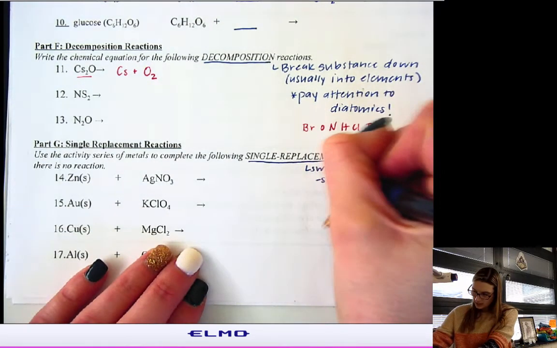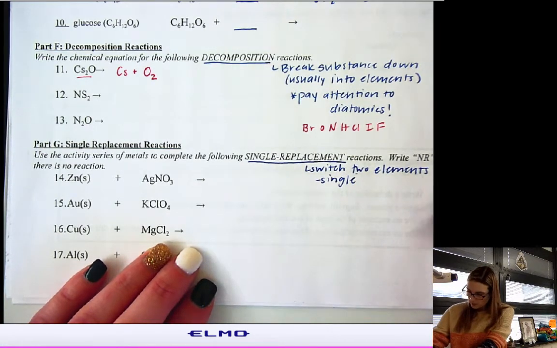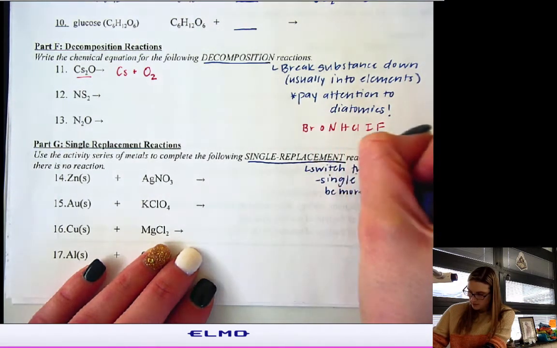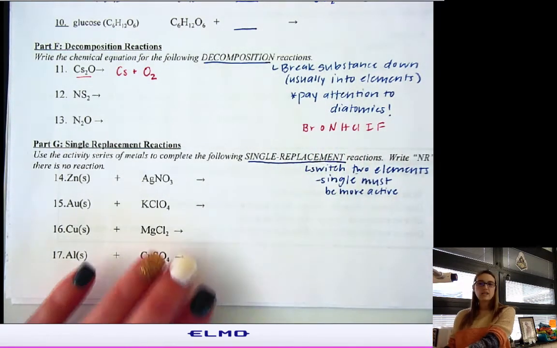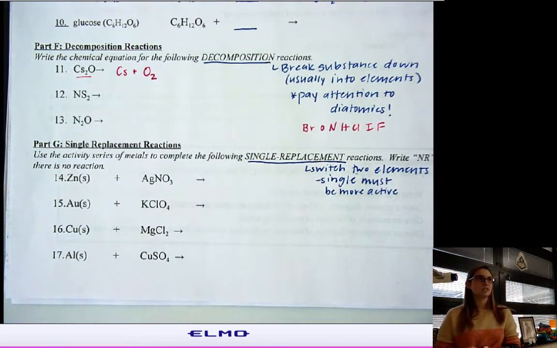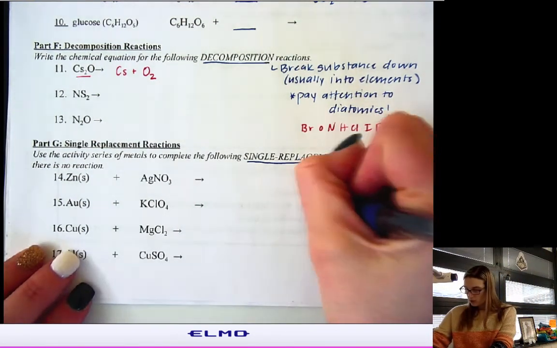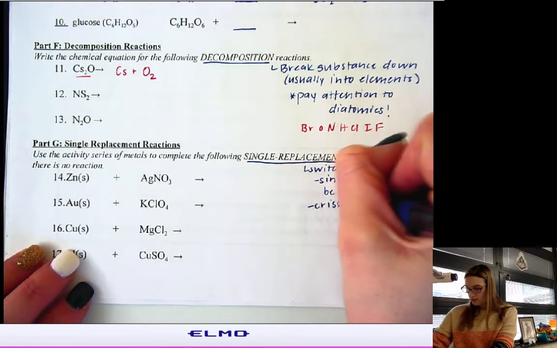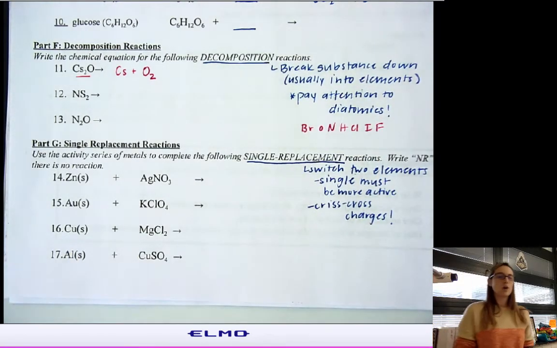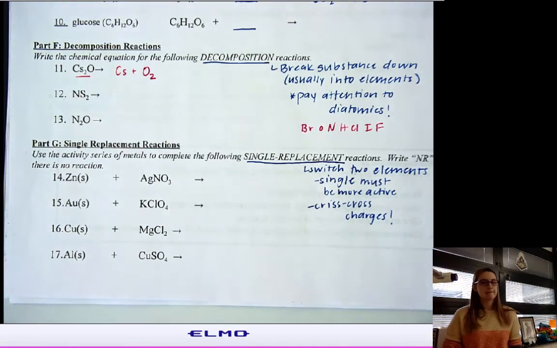You have a single element, and you have an element in a compound. Remember, the single must be more active. So whatever is single must be more active. So that's when we look at that activity series. And we'll look at this as we do an example. When you form something new, don't forget to look at charges. So make sure you crisscross charges. Right, whenever you form a new compound, you're combining 2 new things, you always have to look at the charges.